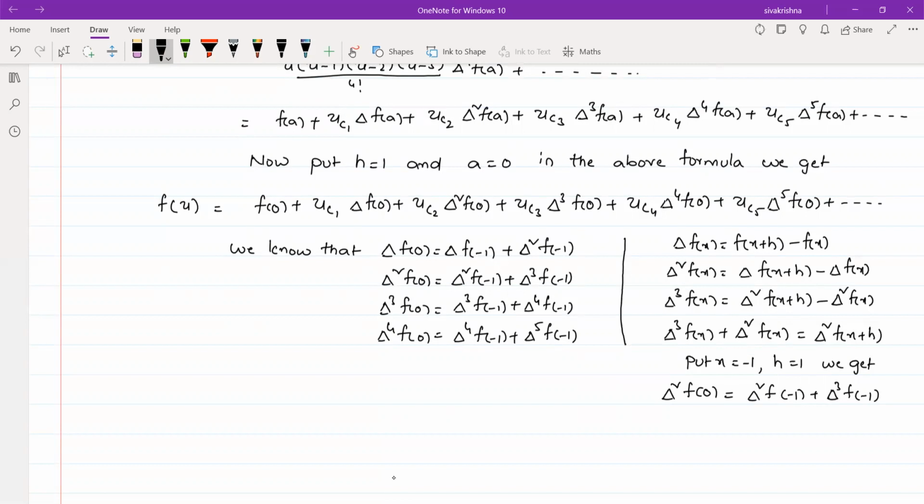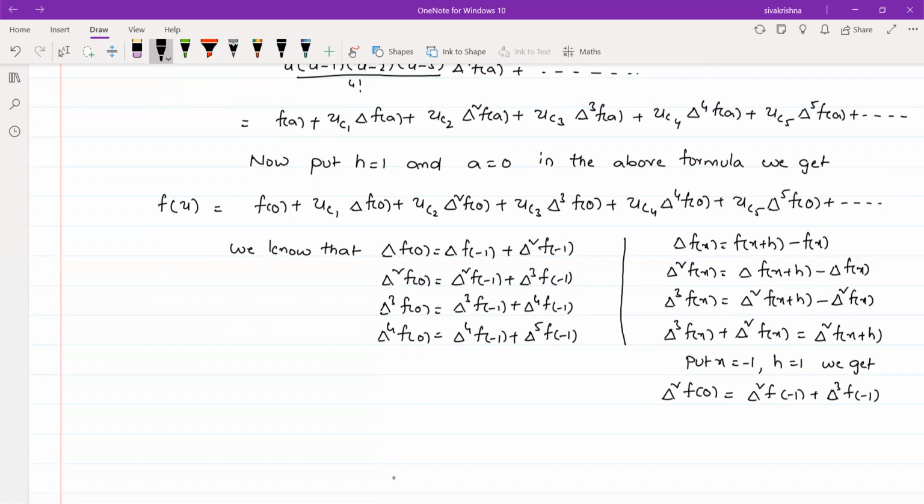Here I have written delta square f of 0 is equal to delta square f of minus 1 plus delta cube f of minus 1. In the same way, we can also write delta f of 0 is equal to delta f of minus 1 plus delta square f of minus 1. And similarly, delta cube f of 0 can be written as delta cube f of minus 1 plus delta power 4 f of minus 1. So in this way, we can write the values of delta, delta square, delta cube and delta power 4.